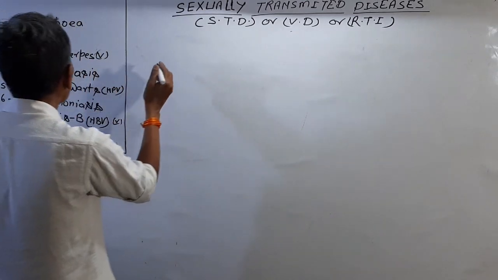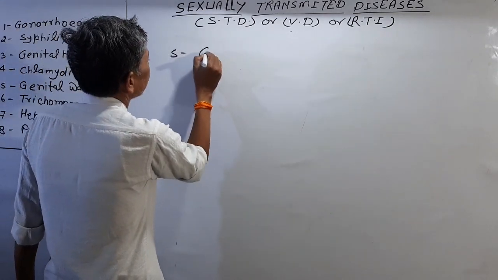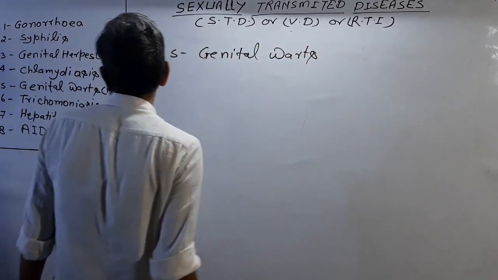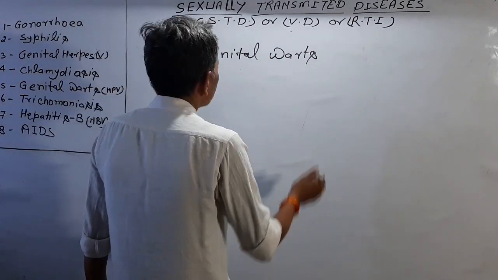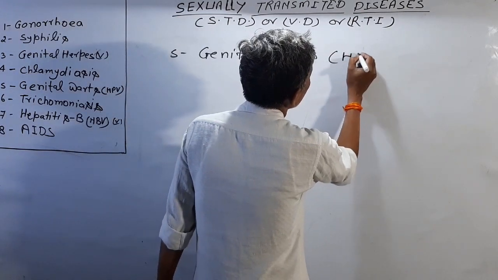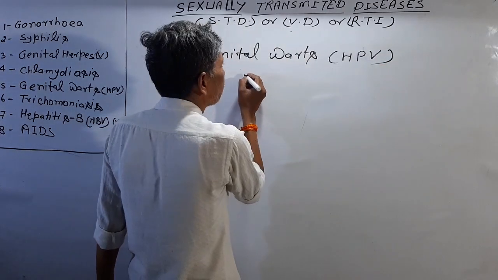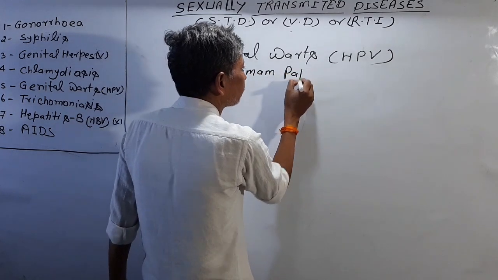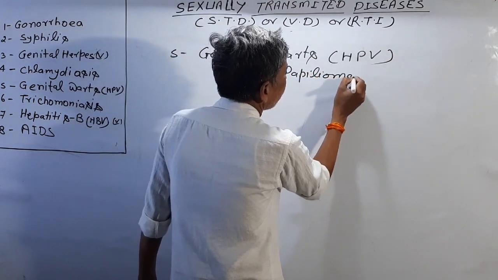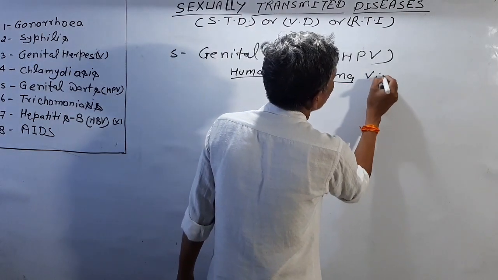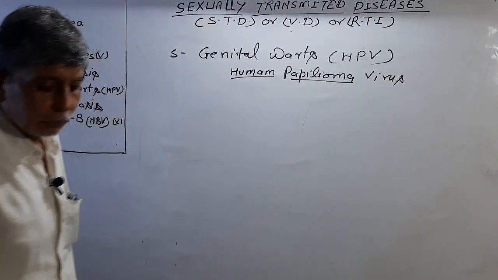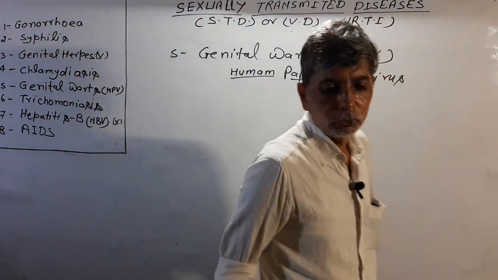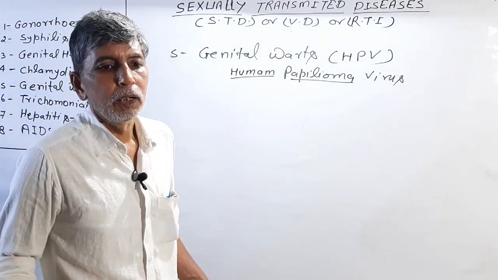The other thing is genital warts. Fifth disease, genital warts. Genital warts are caused by the papilloma virus, HPV, human papilloma virus. It is a viral disease. Genital warts appear as spots on the glans penis and also on the outer female sex organ.